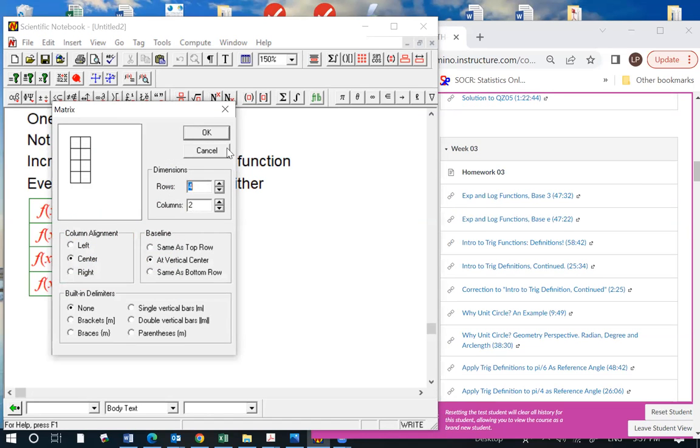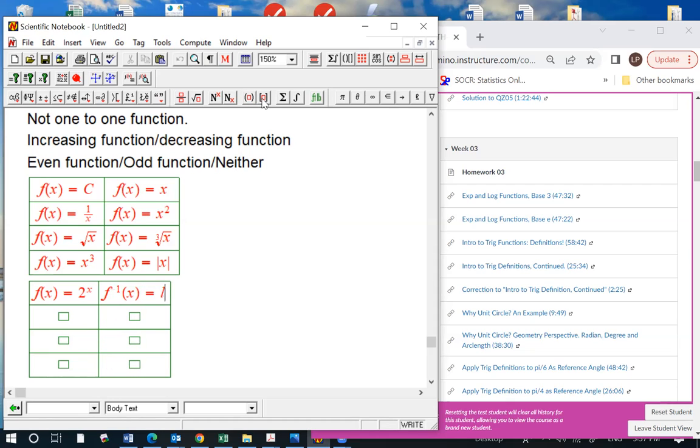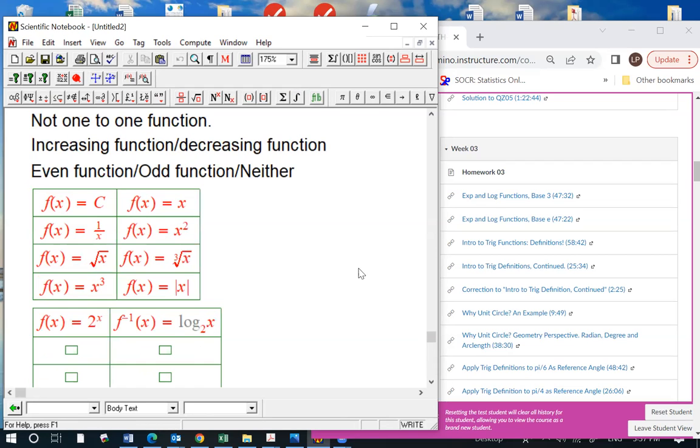We have exponential functions, right? f(x) = 2^x, and its inverse function, they're paired, log base 2 of x, and we graphed all of these functions. We graphed all of these functions one by one, right?